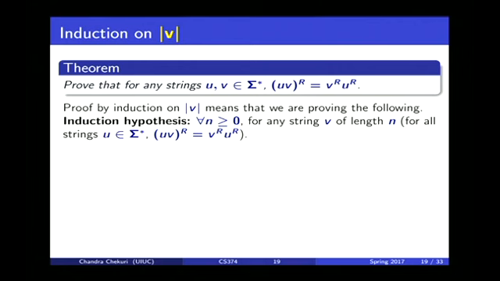It says for all n greater than or equal to 0, for any string v of length n, and then in parentheses, for all strings u belonging to sigma star, (u v)^R = v^R u^R. Okay, does it make sense? When you say that we are going to do induction on the length of v, this part changed, right? Now if you try to prove this by the same proof, you will fail.